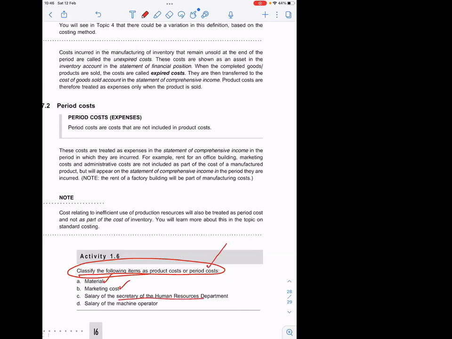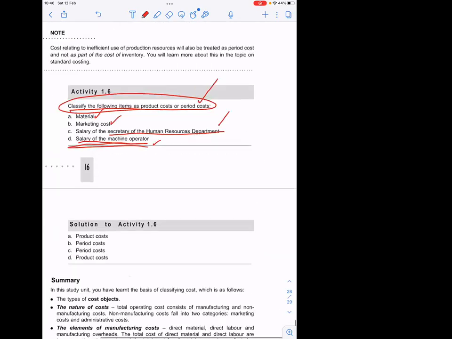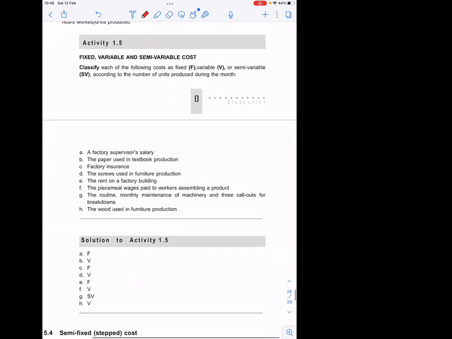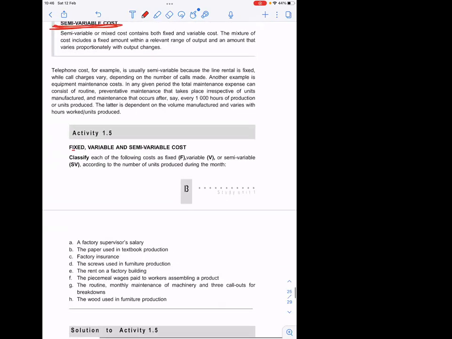Salary for the secretary, for the HR, do you find them in the factory? It's a period cost. Salary of the machine operator. The machine operator will be in the factory where manufacturing takes place. He'll be making the products, hence the product cost. Okay, sharp. Another small activity there that we have is fixed, variable, and semi-variable.